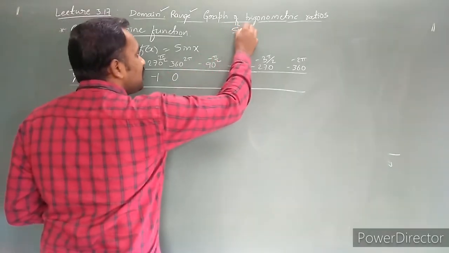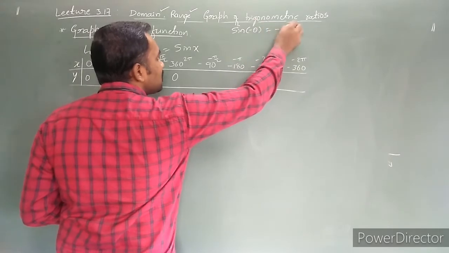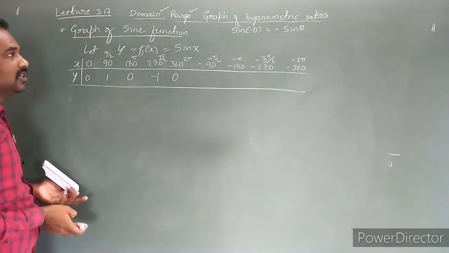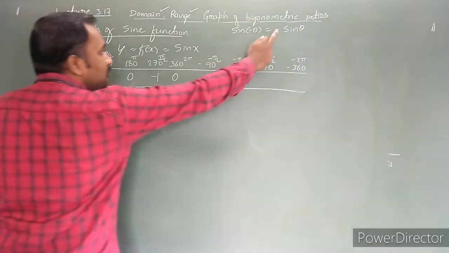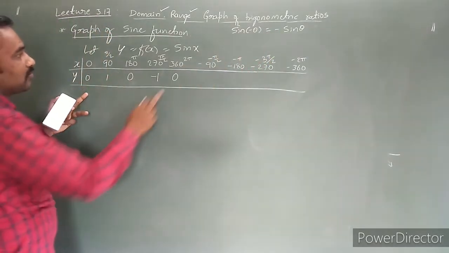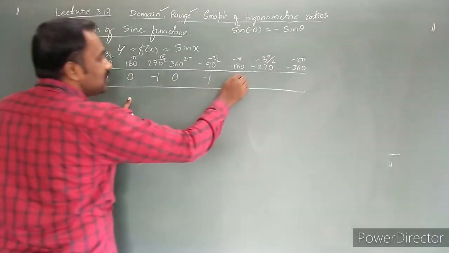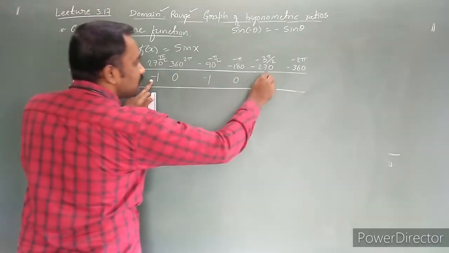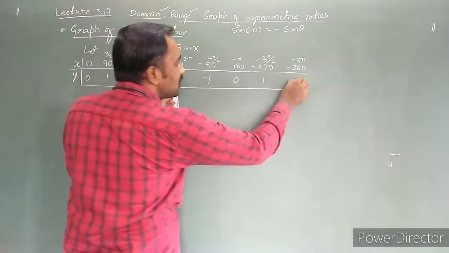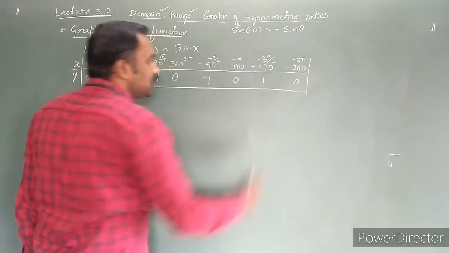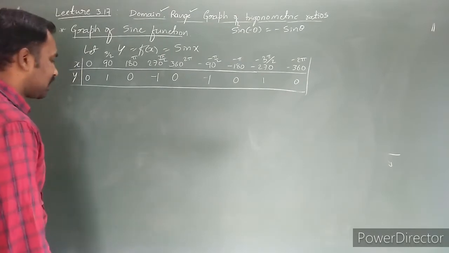Next, sine of minus theta. What is the sine of minus theta? Minus sine theta. Sine of minus theta is nothing but minus sine theta. It is sufficient to put a minus for these angles. Sine of minus 90 is minus 1, here it is 0, then minus minus plus 1, and it is 0. Are you sure? This is the table. With the help of this table, draw the graph.